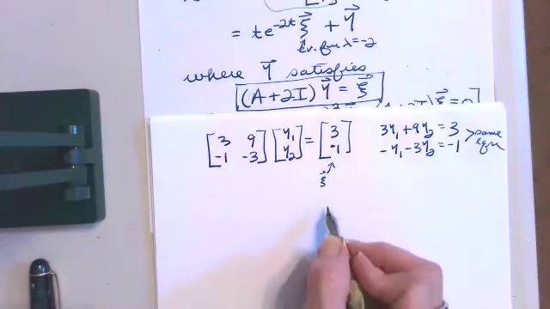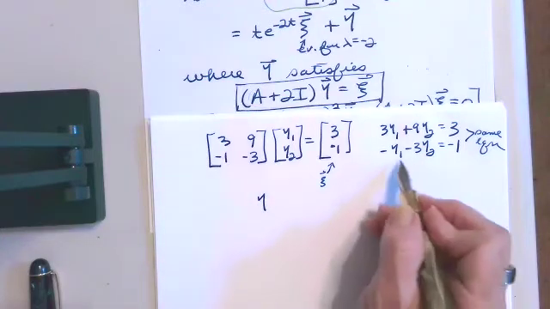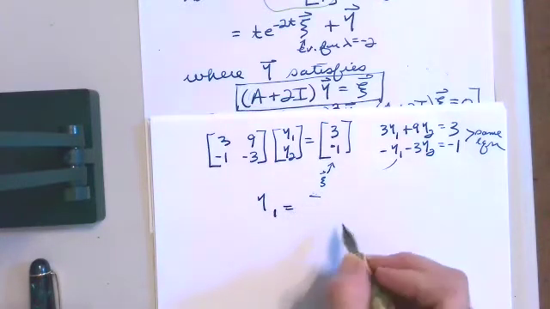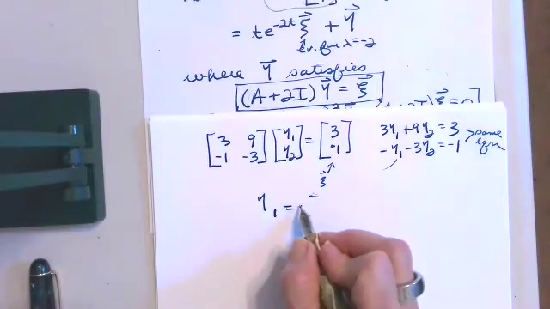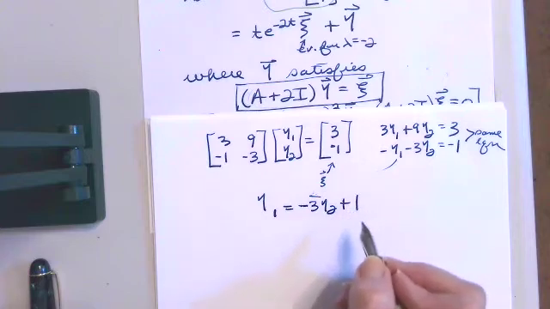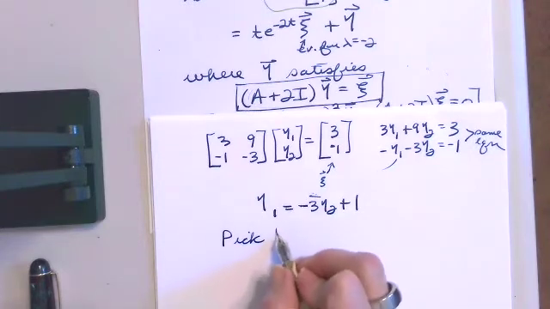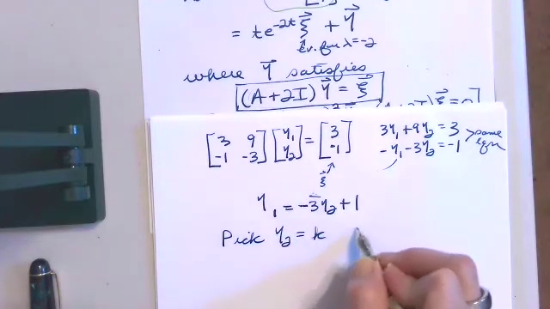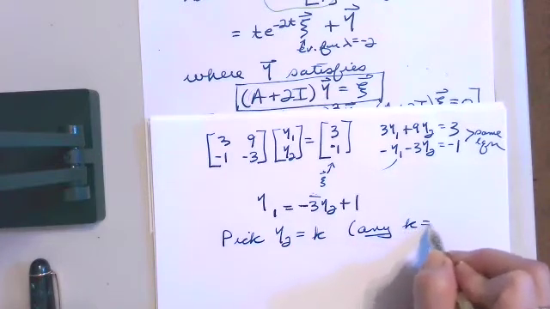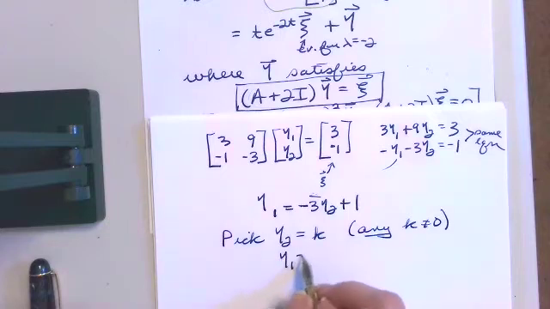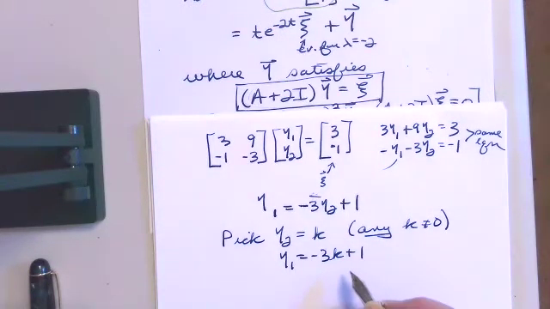So I only need to use one because the other one isn't going to give me any extra information. From this equation, solving for eta 1, it says eta 1 is going to be minus 3 eta 2 plus 1. In other words, if I pick eta 2 to be anything, your favorite number, let's say k, any k not equal to 0, then eta 1 is minus 3k plus 1. And so that says that my vector eta looks like (1 minus 3k, k).